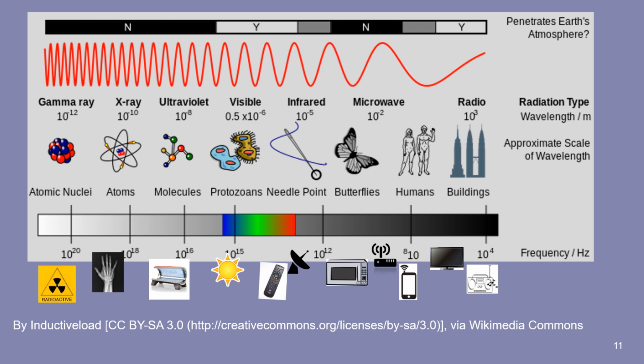You can see microwaves are about as long as a human being, or between a butterfly and a human being, and then infrared is about the size of a needle point, and ultraviolet is about the size of a molecule. X-rays are about the size of an atom, and gamma rays are about the size of a nucleus. Down here you see some of the uses of this electromagnetic radiation. Anyway, it's just kind of interesting.